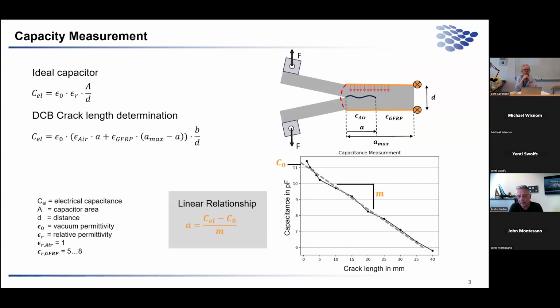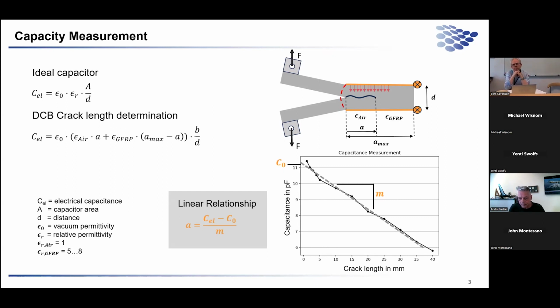We introduced capacitance measurements. When the crack starts and propagates, the permittivity is changed. This is used, you see on the screen on the right, in a simple capacitor, and then we have the electric field. If we now perform the test, you see on the figure below, the capacitance drops more or less linearly with the crack length.